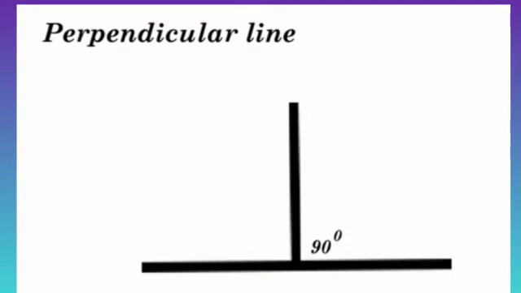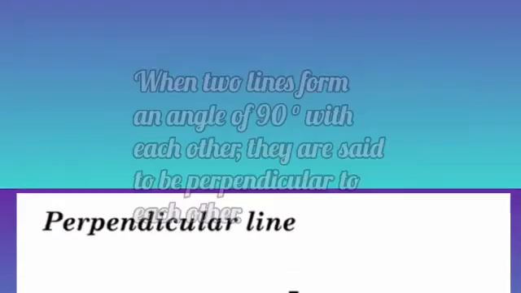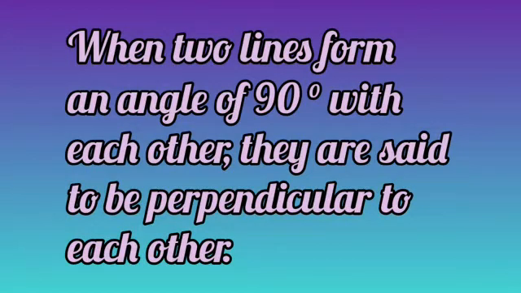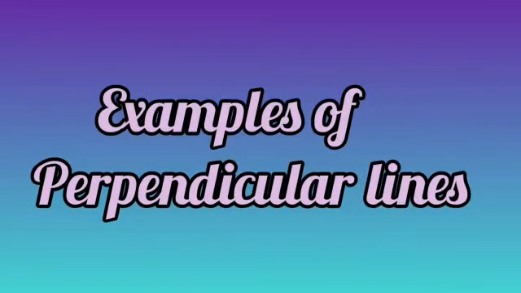Next, perpendicular lines. When two lines form an angle of 90 degrees with each other, they are said to be perpendicular to each other. To show that two lines are perpendicular, a symbol is drawn between them.